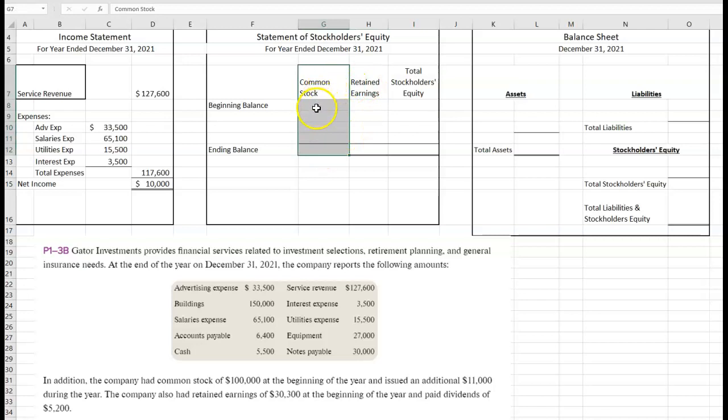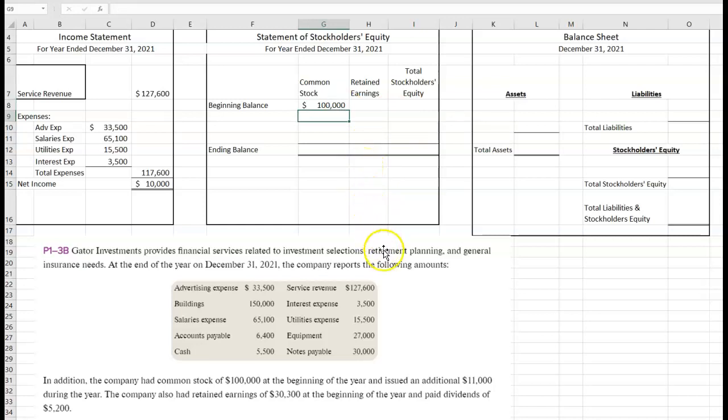So we will look at common stock first. First, we start with our beginning balance. What did we have at the beginning of the year for December 31st, 2021? It tells us down here. In addition, the company had common stock of 100,000 at the beginning of the year. So we'll put that in. Okay? 100,000.